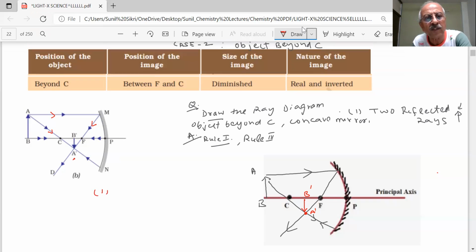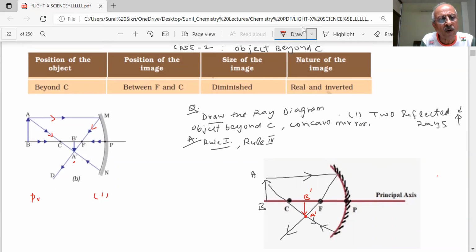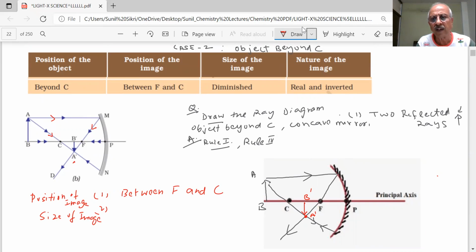What is the answer, student? First, what is the position of the image when the object is beyond C? Between F and C. Between the focus and the center of curvature. Second question, what is the size of the image? Larger or smaller? Smaller. What do we call it in physics? Diminished. The image is diminished. Very good.